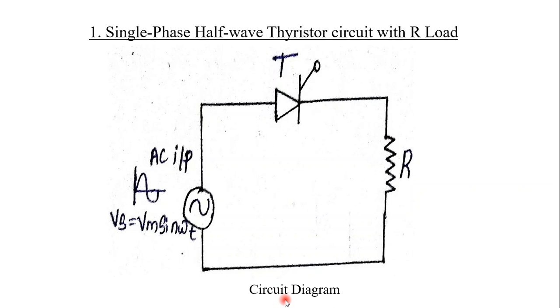Single phase half wave controlled rectifier, as the name suggests, is a rectifier circuit which converts AC input into DC output only for positive half cycle of the AC input supply, because this is a single phase half wave rectifier, so positive half cycle only we will get output.